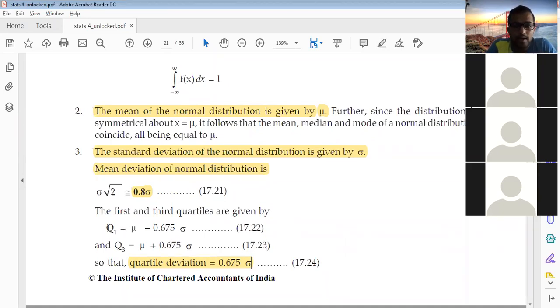Also, how to find Q1 and Q3? If they give, Q1 is mu minus 0.675 sigma and Q3 is mu plus 0.675 sigma. Students, do you remember we did somewhat like this already in quartile deviation, where we were using x bar? Here we are using mu because mu is called the mean here. Only the alphabet changes. So these are the formulas you need to note. Q1 is equal to mu minus 0.675 sigma. Q3 is mu plus 0.675 sigma.